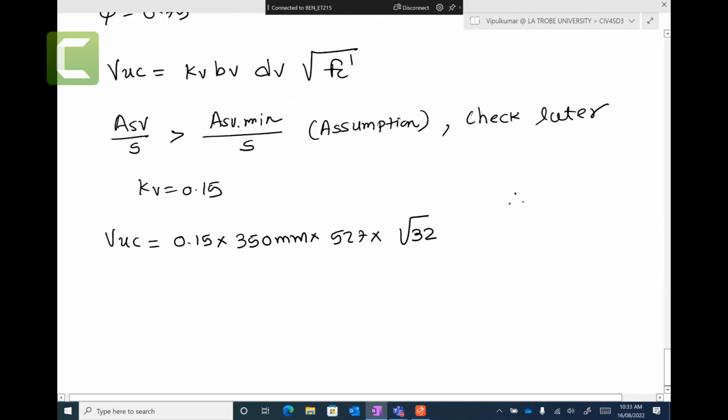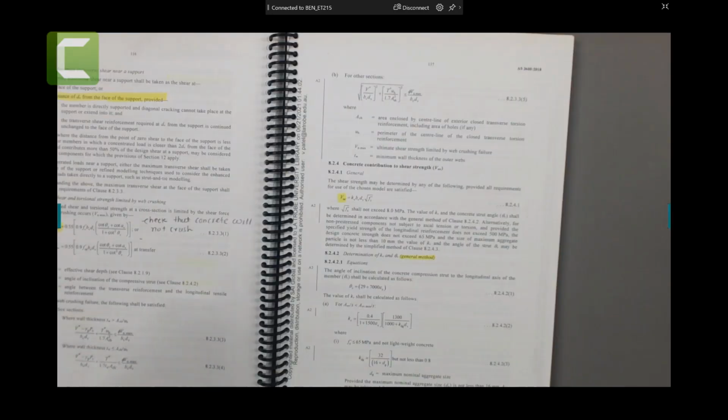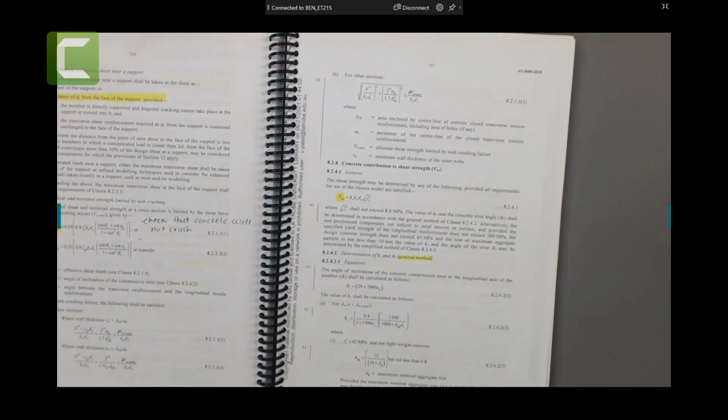So we can make the check. Check square root 32. If I do square root 32, you get about 6 megapascals, which is less than 8 megapascals. So we can use these equations. I think I showed you this in the standards, that we have this condition here that shall not exceed 8. We have 6, so should be okay.